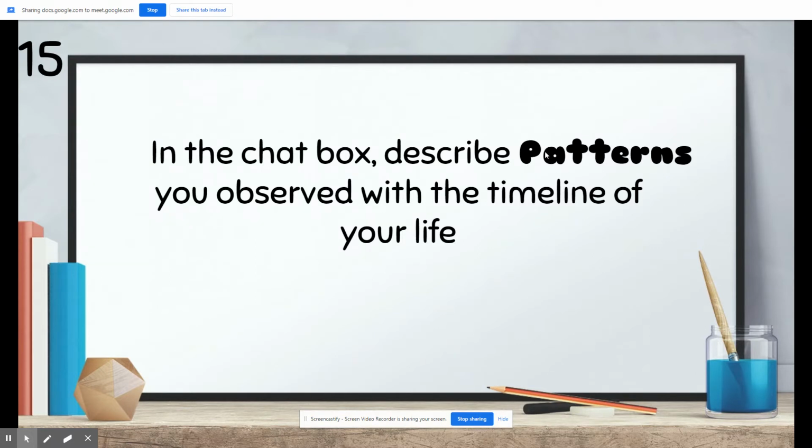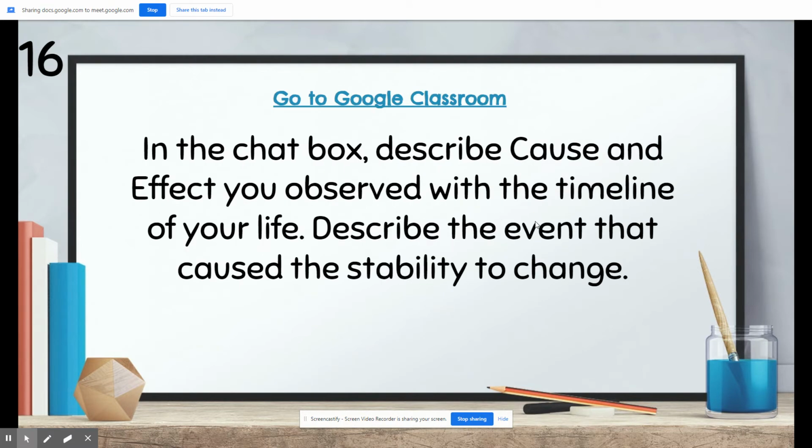Typically, there's a long time of stability, and then all of a sudden change comes around, some kind of event, and that's where cause and effect come in. The cause could be something like, say, an asteroid. The effect would be wiping out the dinosaurs, and that would cause instability and cause change. Just like, say, maybe you moved from another state to California just recently or sometime in your life. That disrupted the stability and caused change.